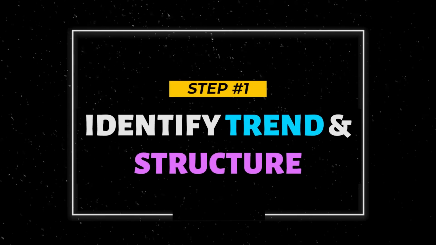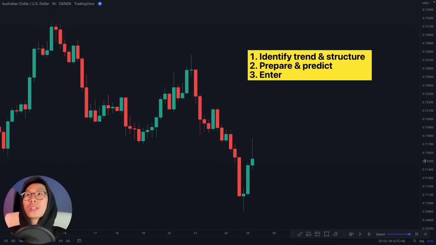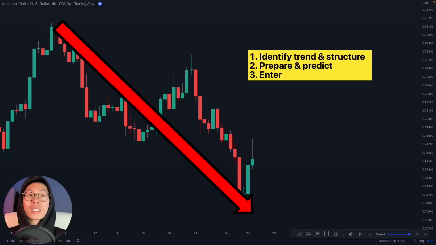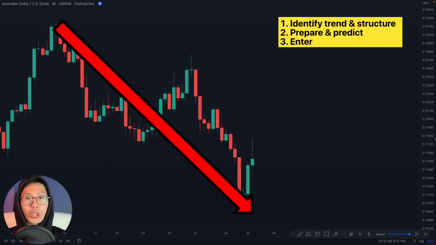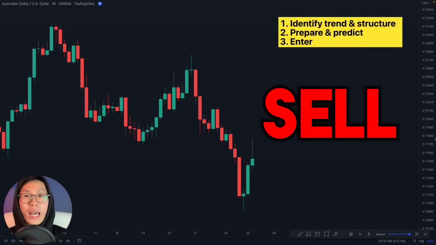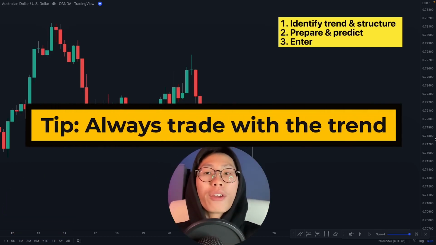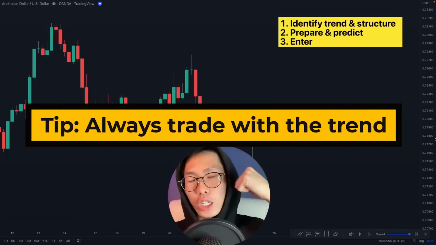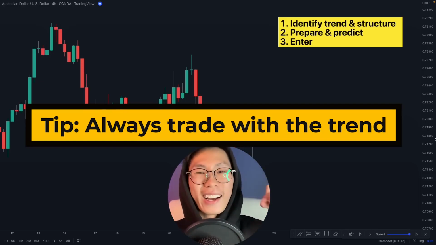So the first thing we need to do is to identify the trend and structure. So right now you can see on AUD USD, price is in a downtrend because price is making your lower highs and lower lows. Since price is in a downtrend, we should only be looking to sell, as simple as that, because we always want to make sure that we trade with the trend rather than against the trend, because you never know when price is going to wipe you out if you trade against the trend.